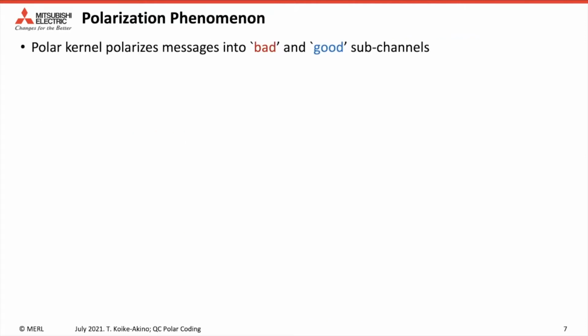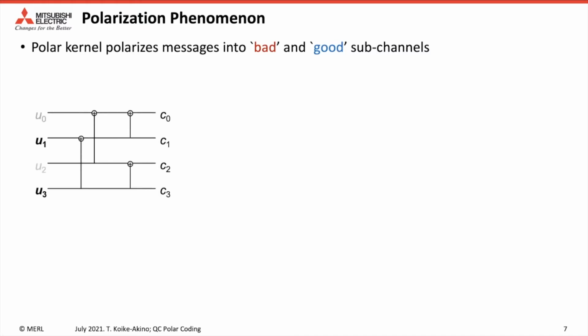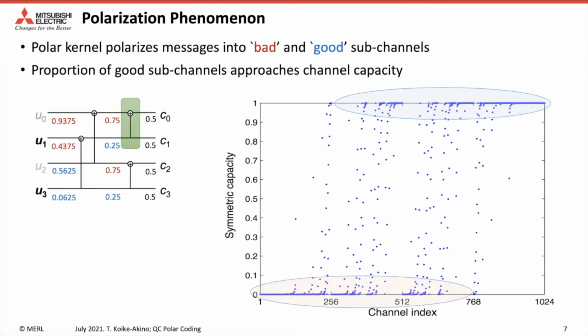In polar codes, there is a polarization phenomenon by using a polar kernel, which takes the same reliability and polarizes it to bad and good subchannels. Applying multiple polar kernels even produces very bad and very good subchannels. Then eventually, the proportion of good subchannels approaches the channel capacity.